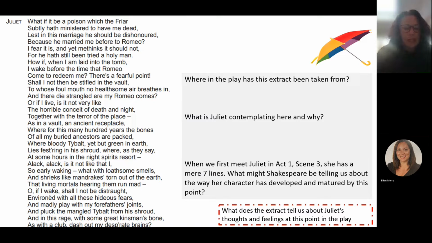Here is the extract for the extract question, and I will suggest that you pause this and have a little read through.